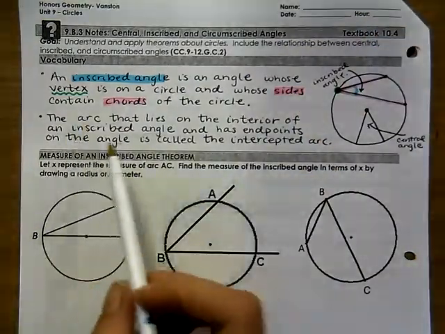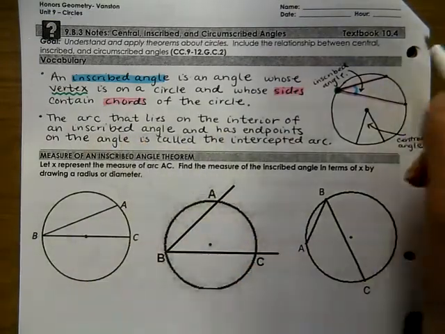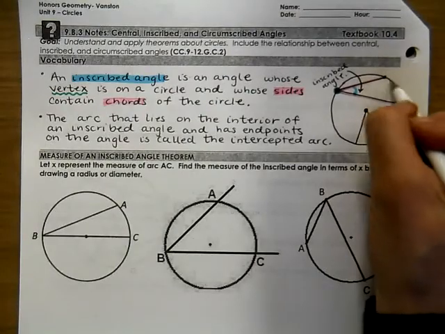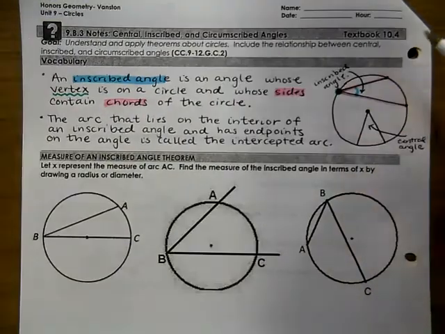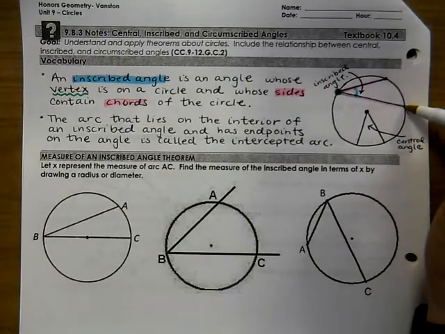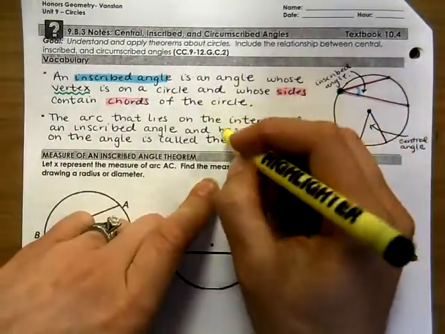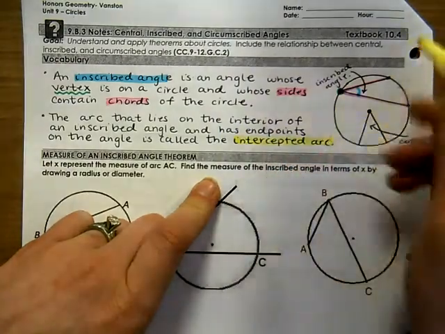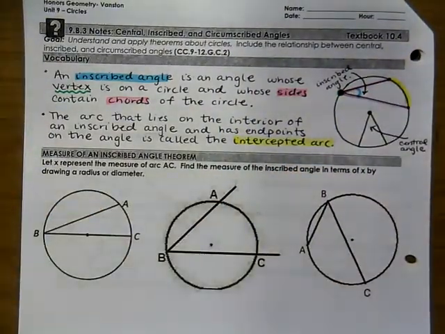All right. The arc that lies on the interior of an inscribed angle, so arc on the interior, here's the arc that's on the interior of the inscribed angle, and has endpoints on the angle, so its endpoints are on the angle. It's called an intercepted arc. So we'll take a different color. This is the intercepted arc right here. Okay, so there's a little bit of vocab.